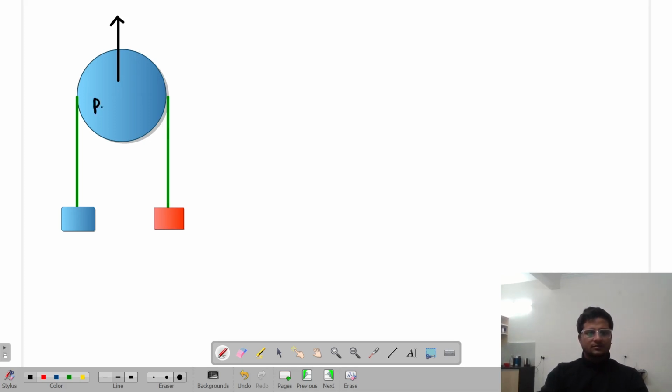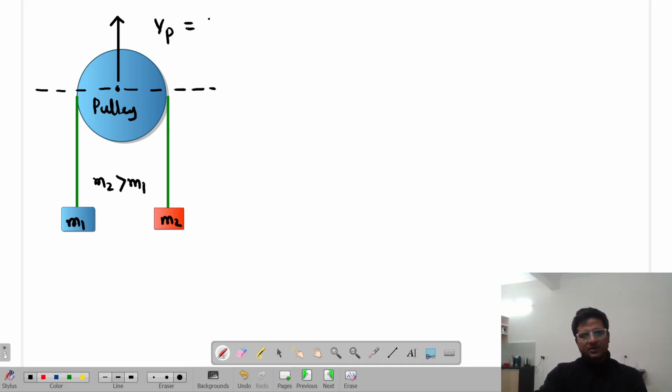So this is my pulley, these are my threads. Let us consider that this is M1 and this is M2. Is that clear or not? And I'm considering that M2 is greater than M1. So let us consider that this pulley is my reference frame. What is my reference frame? The pulley. I represent it by Vp, the velocity of the pulley. This represents what? Velocity of pulley. Are you able to get me?